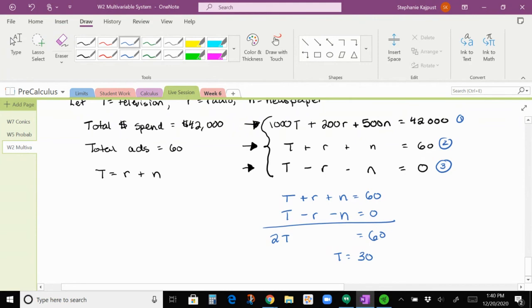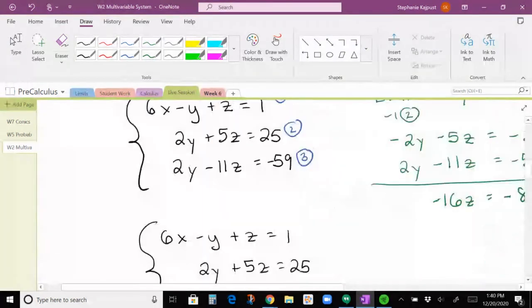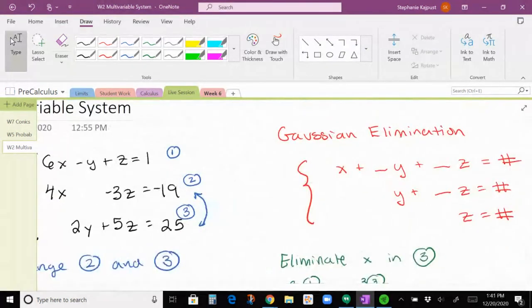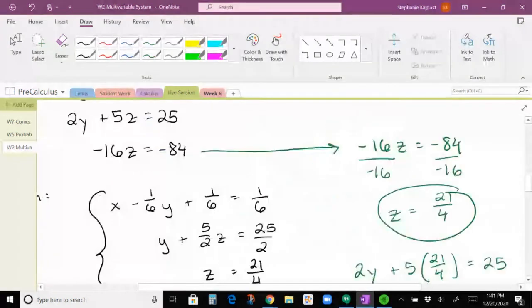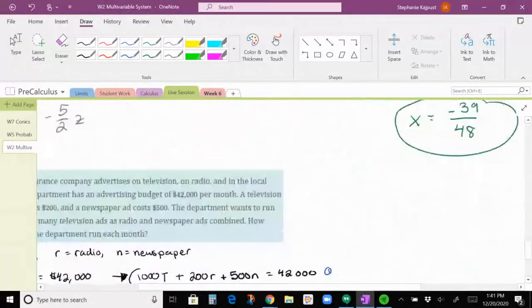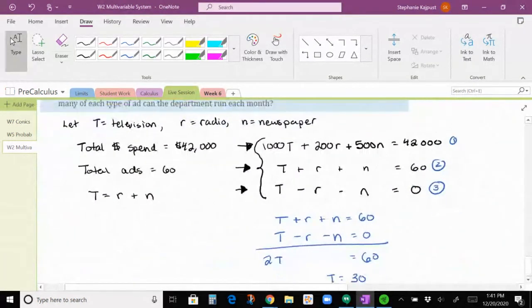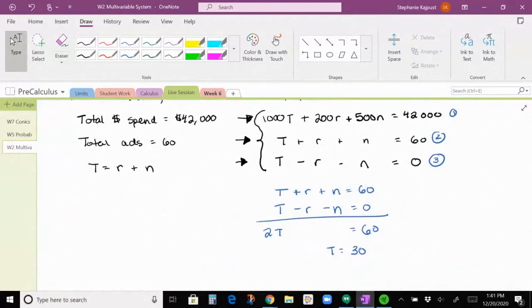So notice that I'm not using Gaussian elimination here. I'm not trying to put it in that form that I had all the way up here, because it just doesn't make sense when I can find one of the variables immediately without going through this whole process. So you don't always have to do a Gaussian elimination. You can look at what you have and say, oh, I can eliminate r and n if I use those two equations, and then that gives me t. So we know that t is equal to 30.